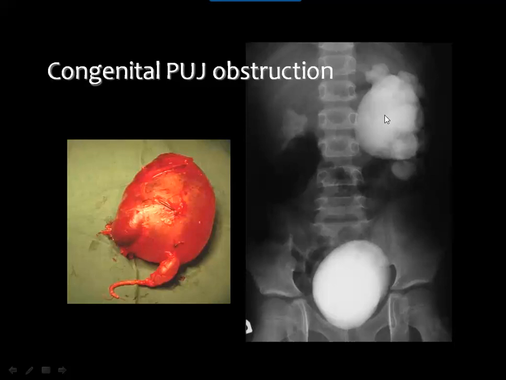Congenital pelvic junction obstruction is a neuromuscular incoordination between the pelvis and the ureter, and this will result in the urine not being smoothly evacuated into the ureter. There is some obstacle against the evacuation of the kidney. This will result in distension of the renal pelvis, then distension of the calyces, and if this condition is not treated, the kidney will lose its function.